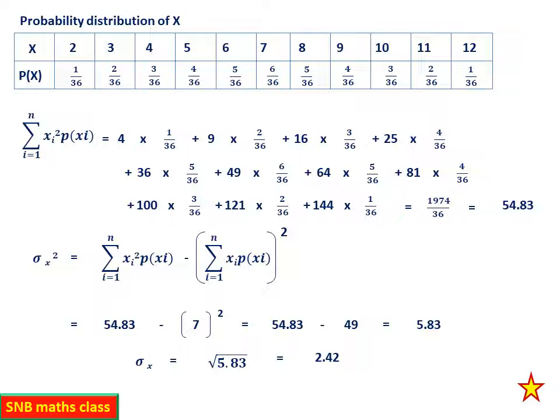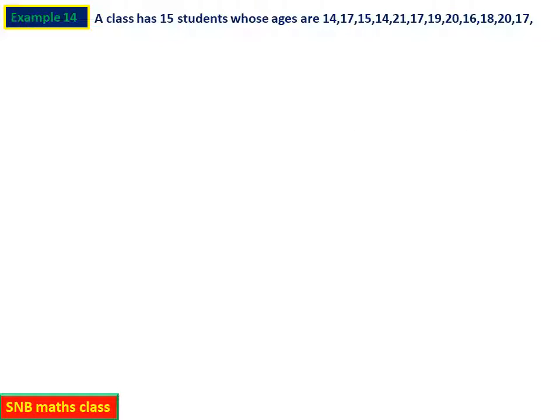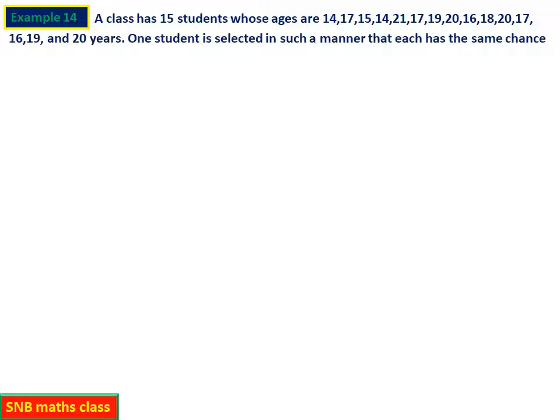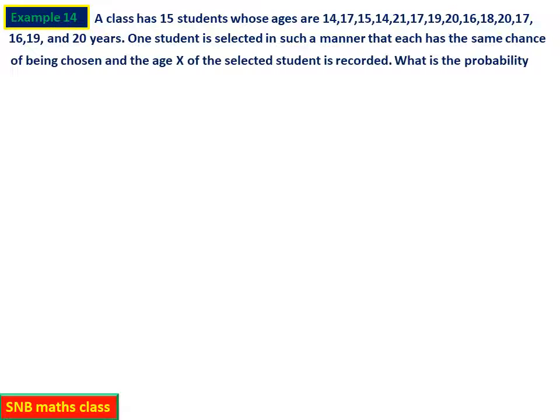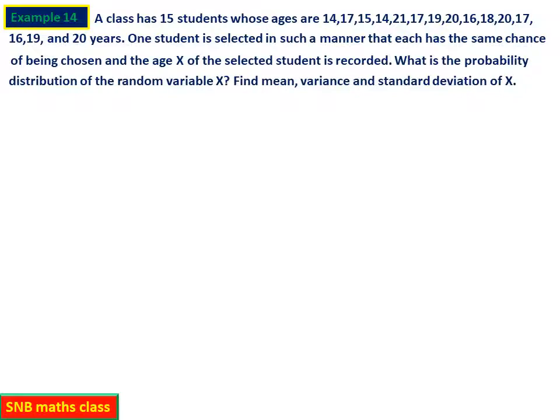Let us proceed. So example 14. A class has 15 students whose ages are 14, 17, 15, 14, 21, 17, 19, 20, 16, then 18, 20, 17, then 16, 19 and 20 years. One student is selected in such a manner that each has the same chance of being chosen, and the age x of the selected student is recorded. That is a random variable. What is the probability distribution of the random variable x? Find the mean, variance and standard deviation.